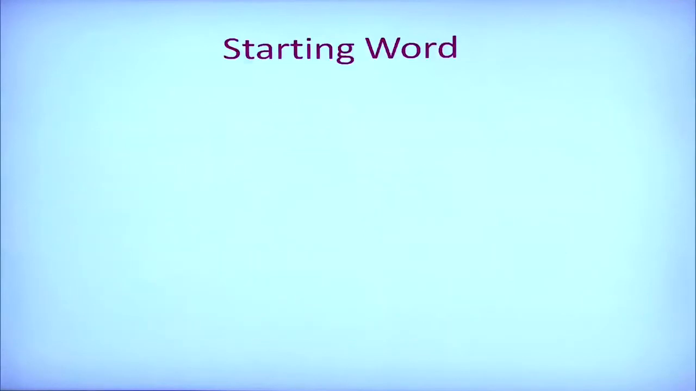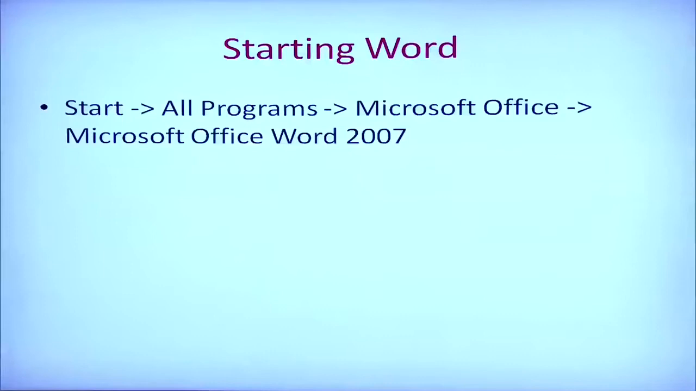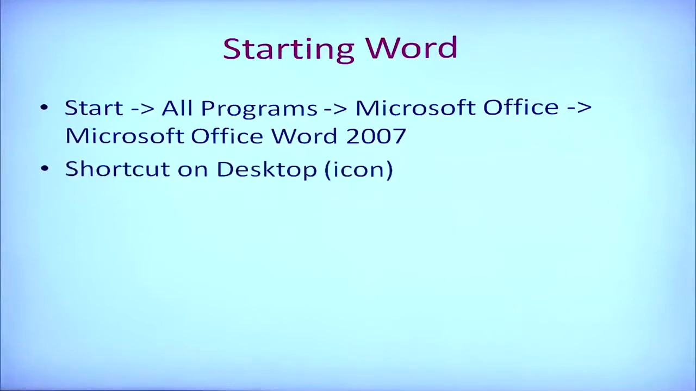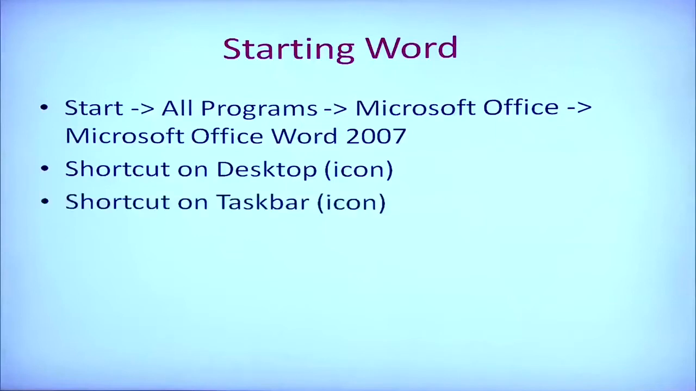Now, let us see how do we start Word 2007. There are many methods of starting Word 2007. Let us see these methods. The first method is we go to Start, then All Programs, Microsoft Office and Microsoft Office Word 2007. The second method is to double click on the shortcut on the desktop. Third method is we click at the shortcut which is present on the taskbar. Now, let us see the demonstration of all these three methods.